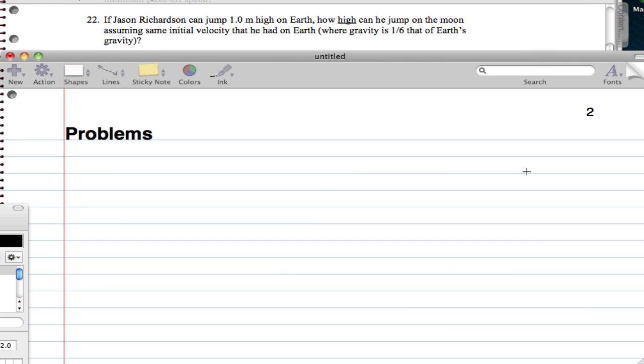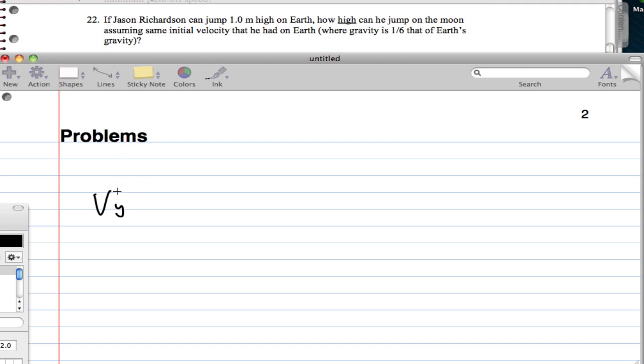This is a good one. If a person can jump 1 meter high on Earth, how high can they jump on the moon? There are lots of ways to do this one. So let's find the speed that they jump at on Earth.